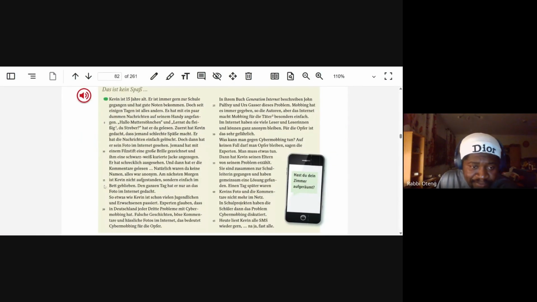And so er hat nur an das Foto, because it's das Foto and in the accusative only masculine changes. Okay, that's why das remains das Foto.